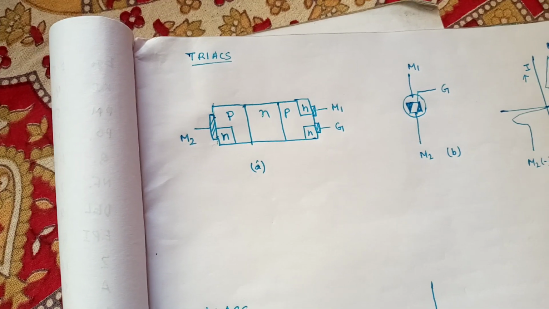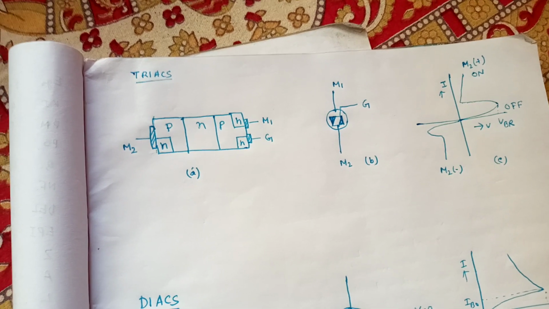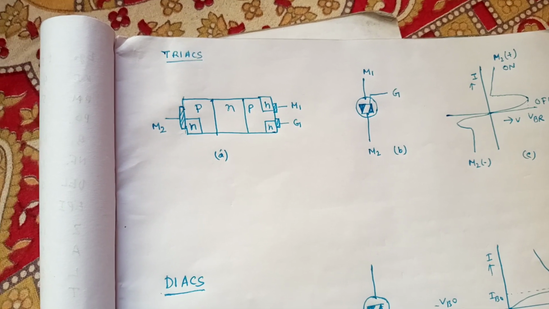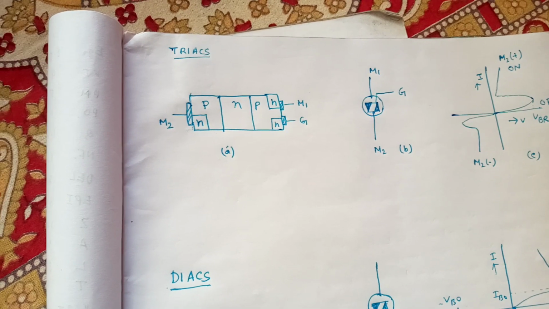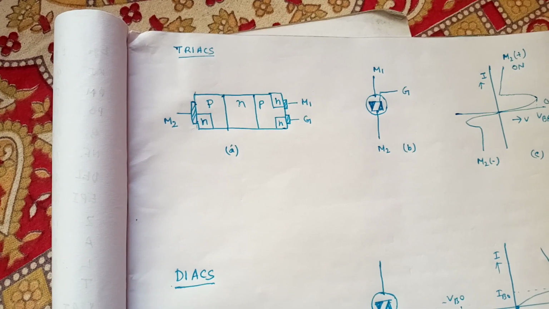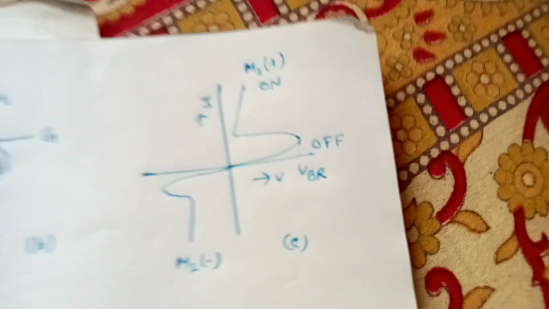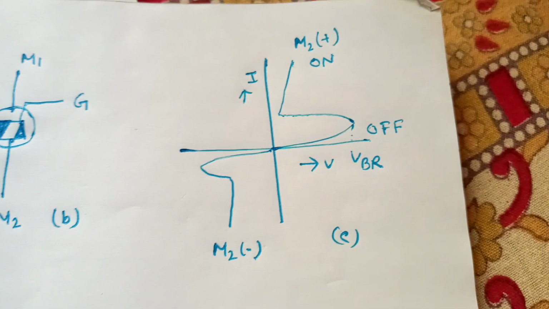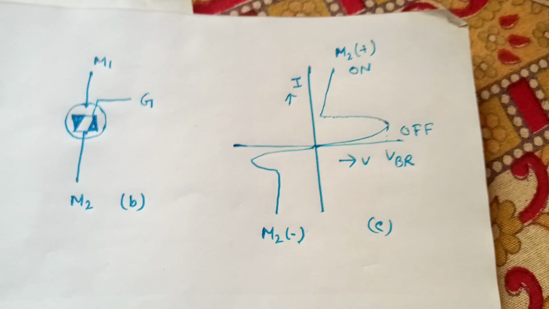When M2 is given a positive voltage with respect to M1, we get the conventional behavior of one of the SCRs. When M2 has a negative voltage with respect to M1, the other SCR behaves conventionally. The current-voltage characteristics of the triac are therefore symmetrical, as shown in figure C.